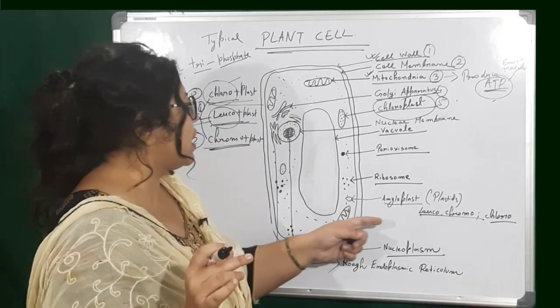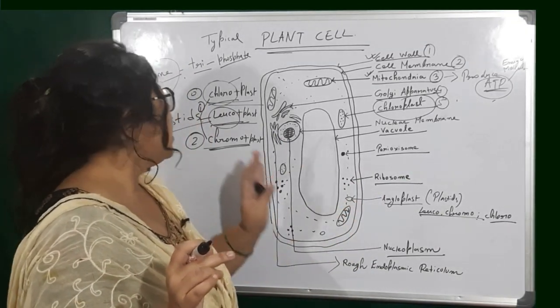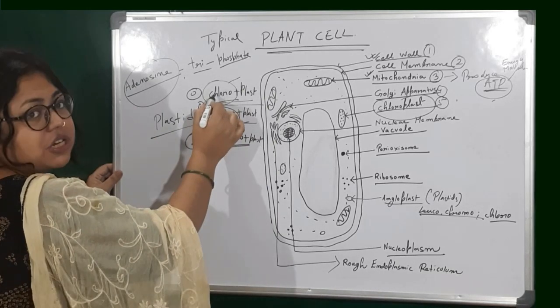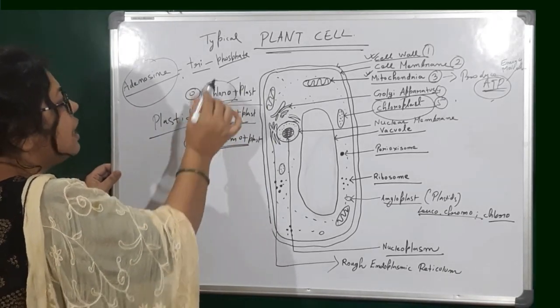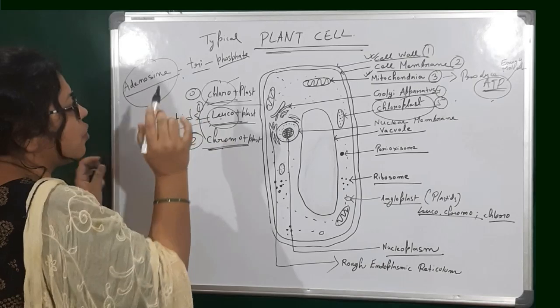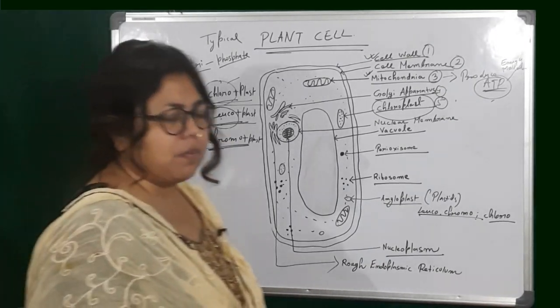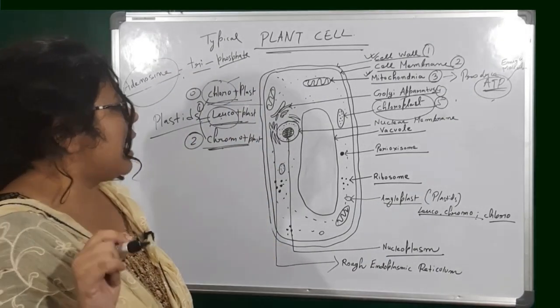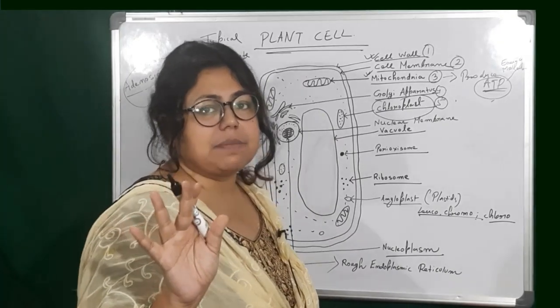Plastids together we are talking about. This we have mentioned, and their typical functions are mentioned here: 0, 1, 2, 3. Chloroplast, leucoplast and chromoplast together are called the plastids. Okay, I hope the plastid part is clear.